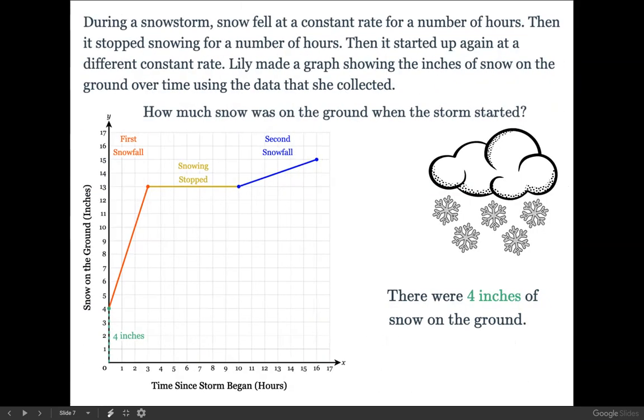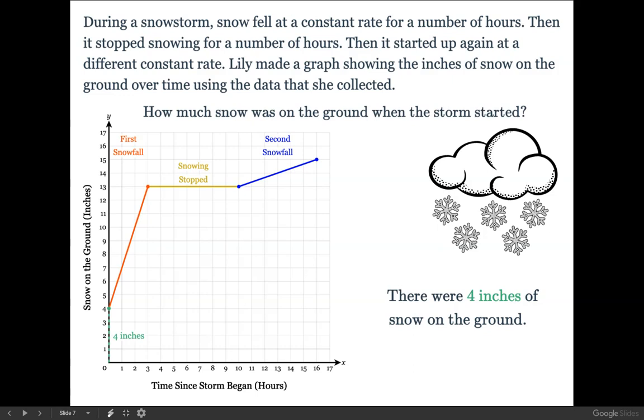Let's look at the next example. During a snowstorm, snow fell at a constant rate for a number of hours. Then it stopped snowing for a number of hours. Then it started up again at a different constant rate. Lily made a graph showing the inches of snow on the ground over time using the data she collected.